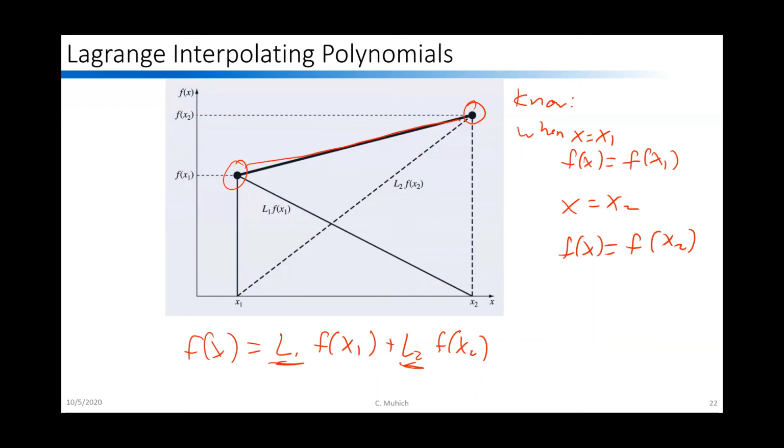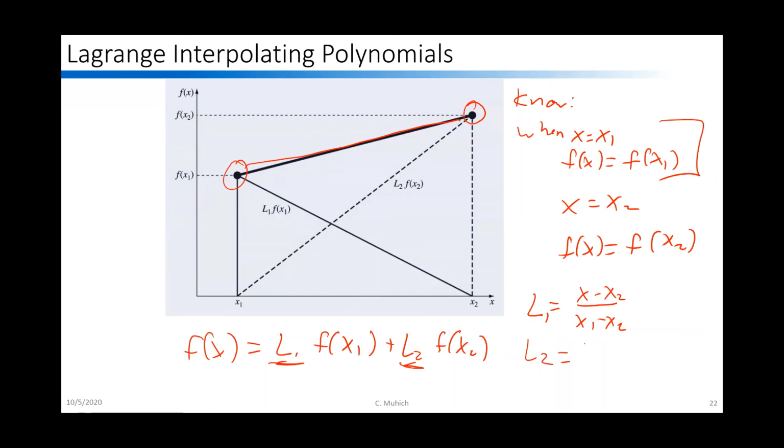So the way that we can make this work is by setting L1 such that it's x minus x2 over x1 minus x2. When I do this, if x equals x1, this whole L1 term becomes a 1, right? So that would then satisfy that first constraint as long as our L2 term would go to 0, right?